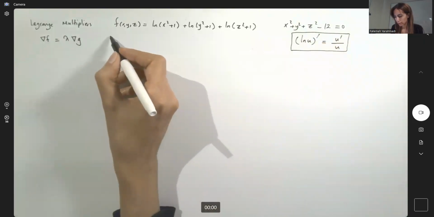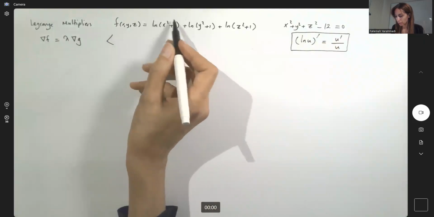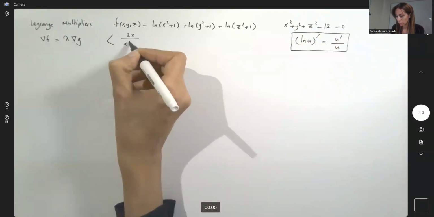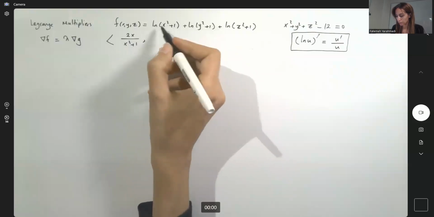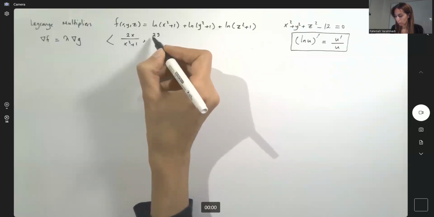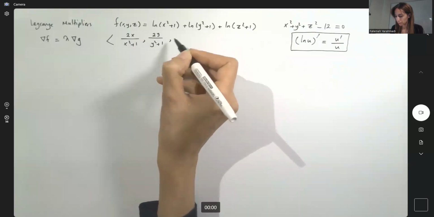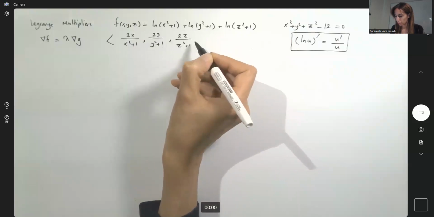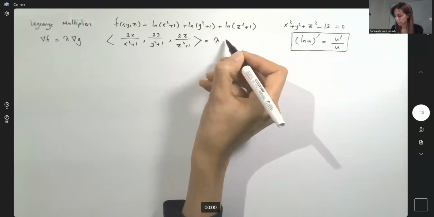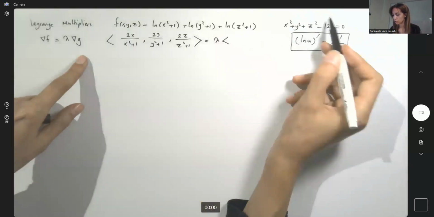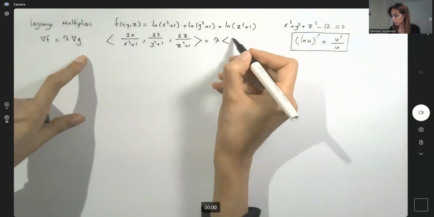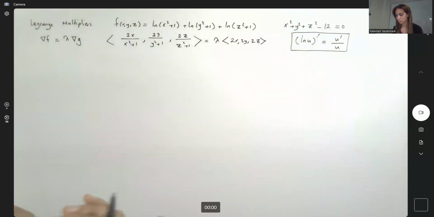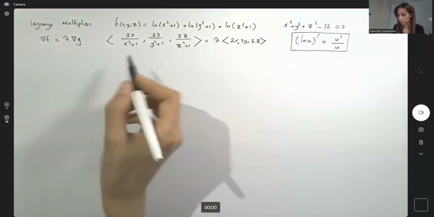So here on the left-hand side, the gradient of f, the derivative of ln of x squared plus 1, is 2x over x squared plus 1. Then the gradient continues for y, and 2z over z squared plus 1 equals lambda. And here you have the gradient of g. This is the constraint that we have. It's 2x, 2y, and 2z. Okay, let's set this equal to each other.